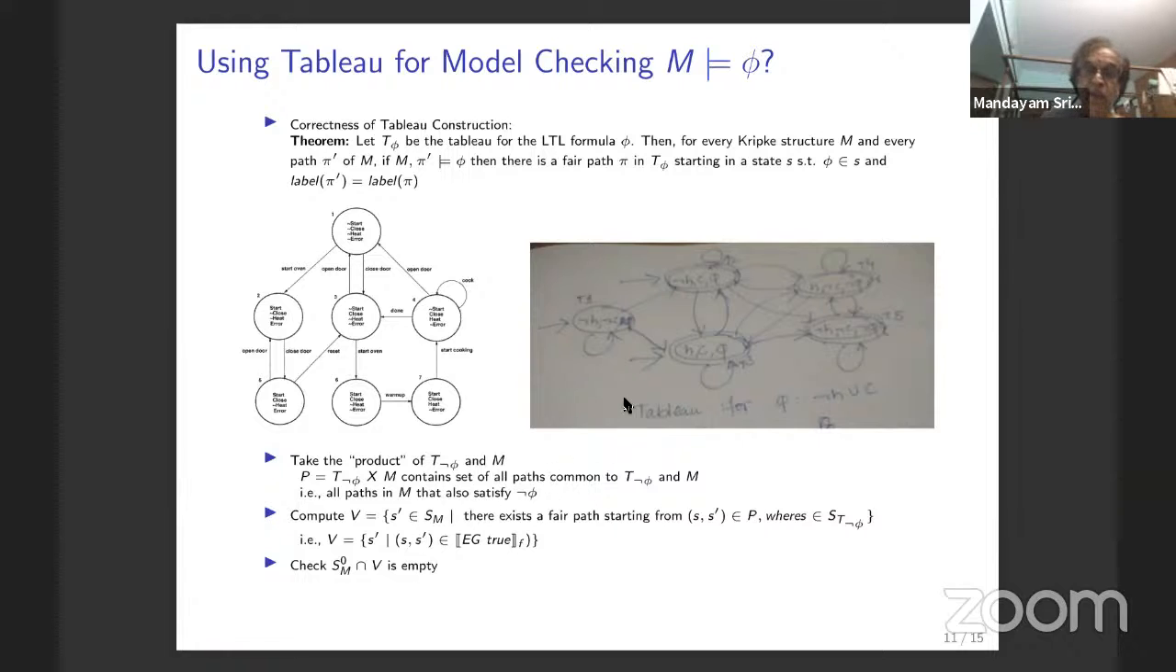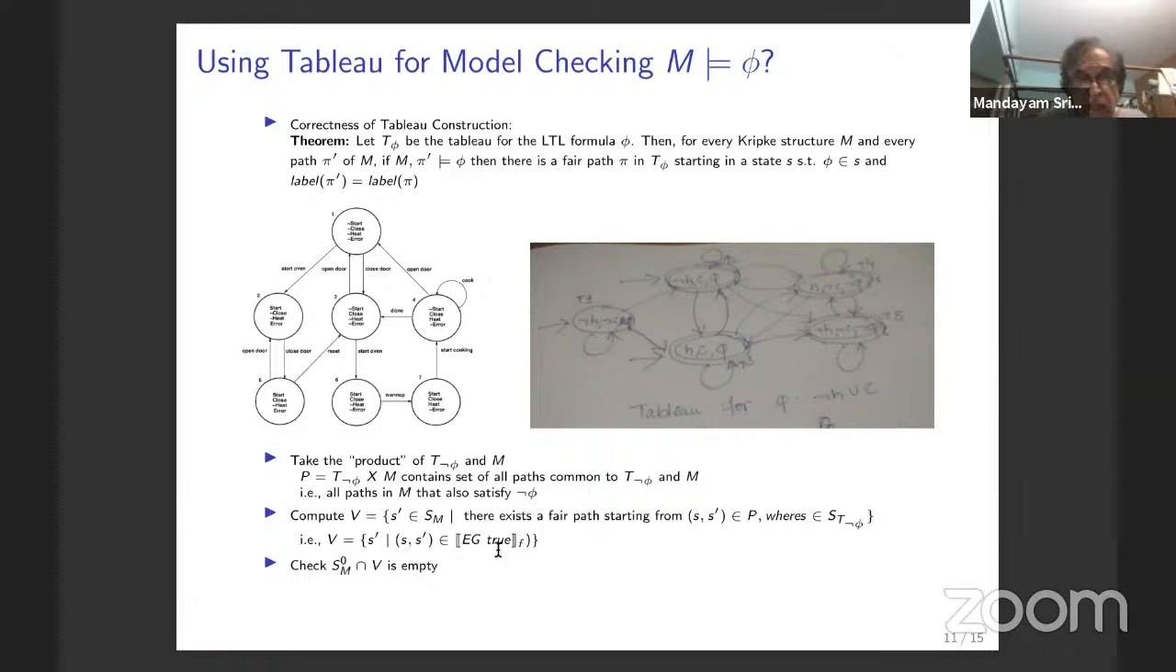Okay, so the product machine contains things that are common to both. So if there are fair paths from any state in the machine M that are common with this tableau, and since the tableau is for not phi, then that will be a path, and the state from which it starts is a witness to not phi.